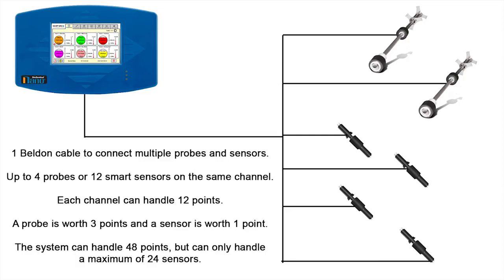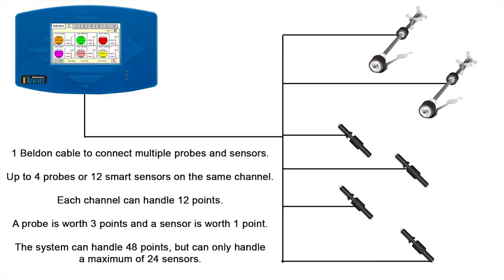The Nano Gauge has the ability to install up to 4 probes or 12 smart sensors on the same channel. Let's think of that as a point system. Each channel can handle 12 points. A probe is worth 3 points and a sensor is worth 1 point. If you reference the chart that is in the library as well, you get some good examples of how this might work in a mixed multi-drop scenario.